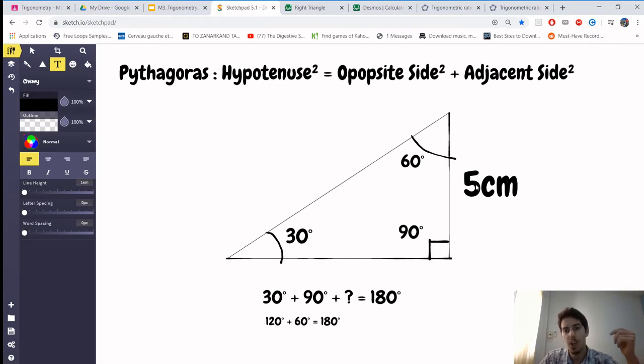But here we know only one side. We know this side here is 5 centimeters, but we don't know this side, and we don't know this side, okay? We don't know the hypotenuse. So we cannot do Pythagoras because we know only one side, okay?